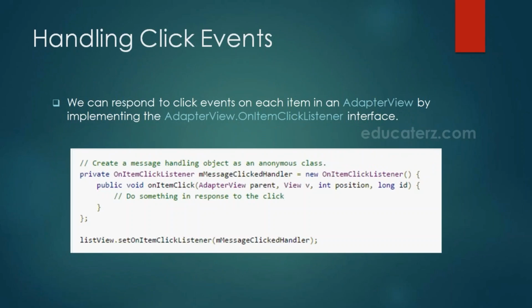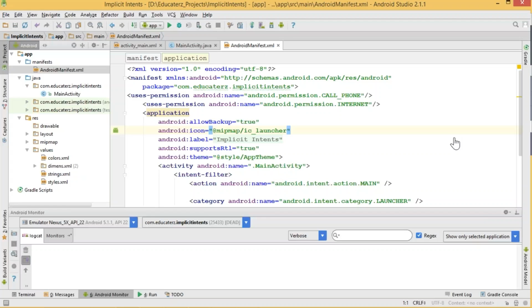Now, how to handle a click event from the list of items? For that we are going to implement the OnItemClickListener interface on a list view: list view dot set on item click listener. Inside that you can use a toast, or you can set the choice you selected to a text view. Now let us see how to create a small simple list view using Android Studio.